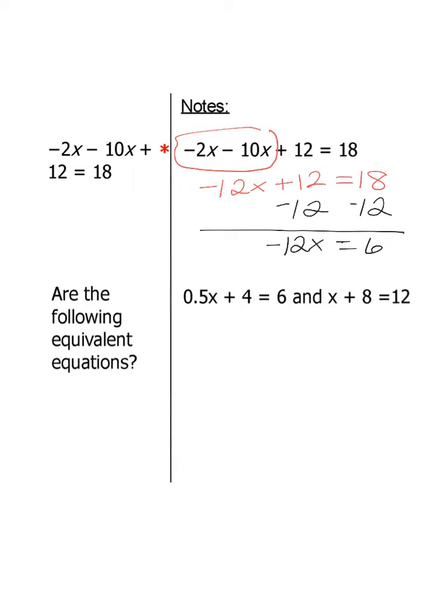What's the next step? Divide by negative 12. Now I'm running out of room, so I'm going to go to the corner here. Just draw an arrow. And I'm going to write it in blue. So these negative 12s cancel out. I get x equals, what's 6 divided by negative 12? What's that reduced to? Negative 1/2, negative 0.5.